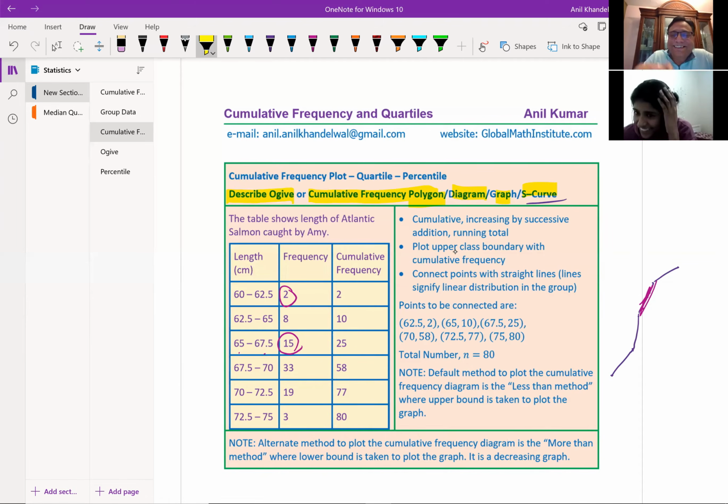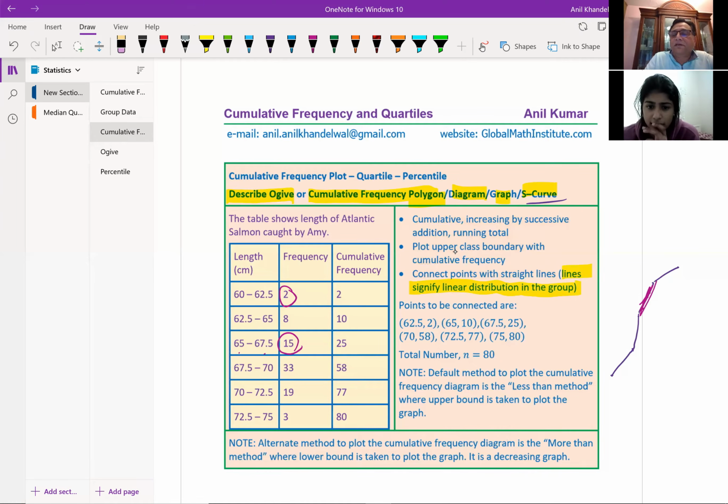So now, getting back to the topic, cumulative means increasing by successive addition. This is what the word means. Running total. That is what it means. Plot upper class boundary with cumulative frequency. Connect points with a straight line. Lines signify linear distribution in the group. This is the most important sentence. You understand?